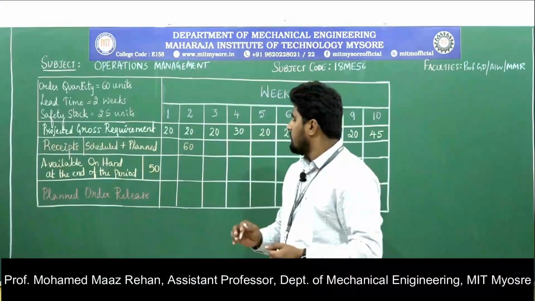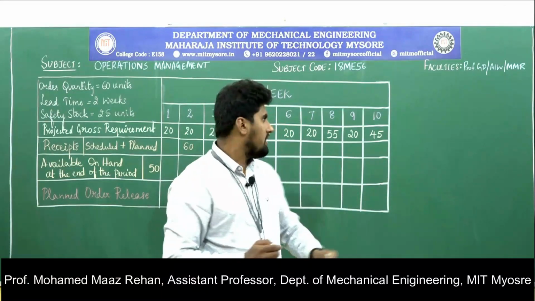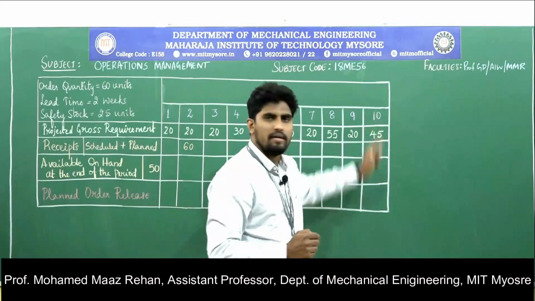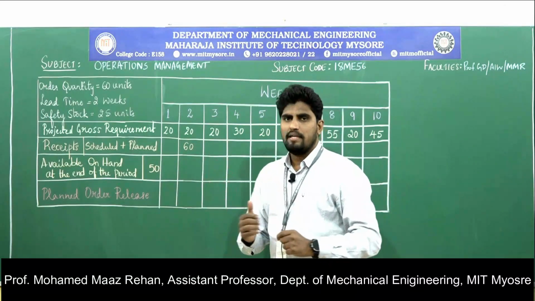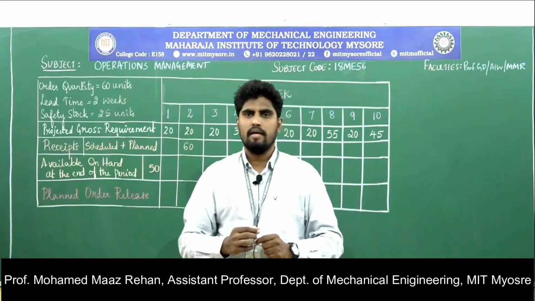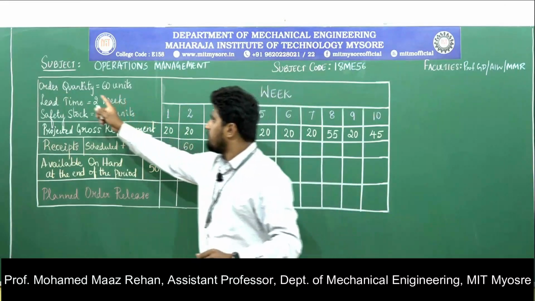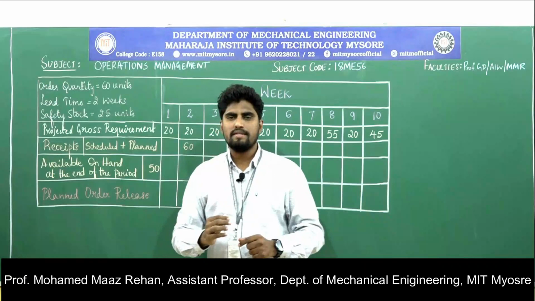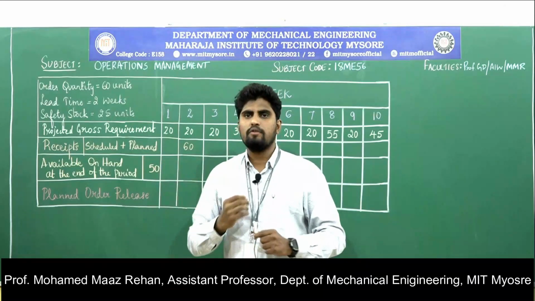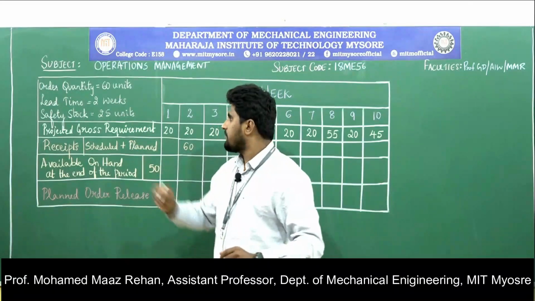In the given problem, we have to find what is the on-hand inventory at the end of the week. Okay, this is the problem they have given. So basically we are solving this problem under MRP, right? Here they have given the order quantity as 60 units. What is the meaning of it? Whenever you place an order, you will be receiving 60 units.